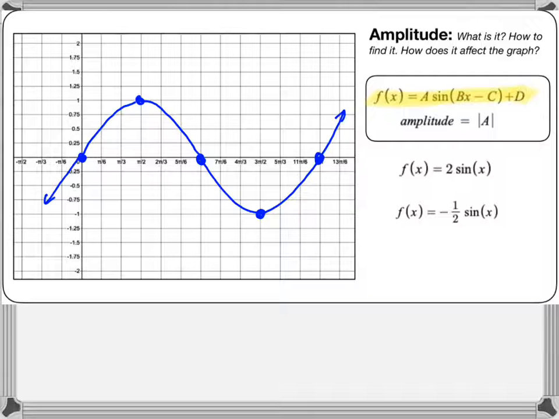To find the amplitude, you take the absolute value of A. So for example, if I wanted to see what this graph is going to look like, for the amplitude we would just take the absolute value of 2, which is going to be 2. Now, the easiest way to do this is just to adjust the peaks and valleys, because the period is not changing at all.